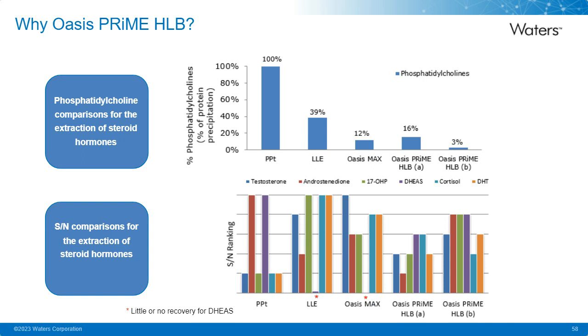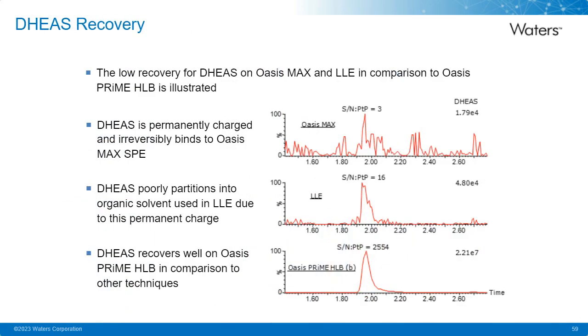Reduced phospholipids was HLB prime, and then down below we're looking at the signal-to-noise comparisons for the various steroid hormones, and you see Oasis Prime gives good results for all of them. I'll try to move through this. This is just showing how DHEA sulfate has very poor recovery on MAX or LLE, but excellent recovery and signal-to-noise on HLB prime.